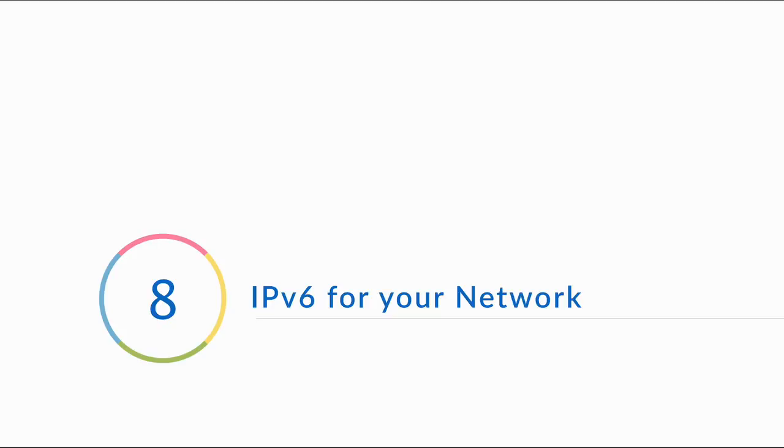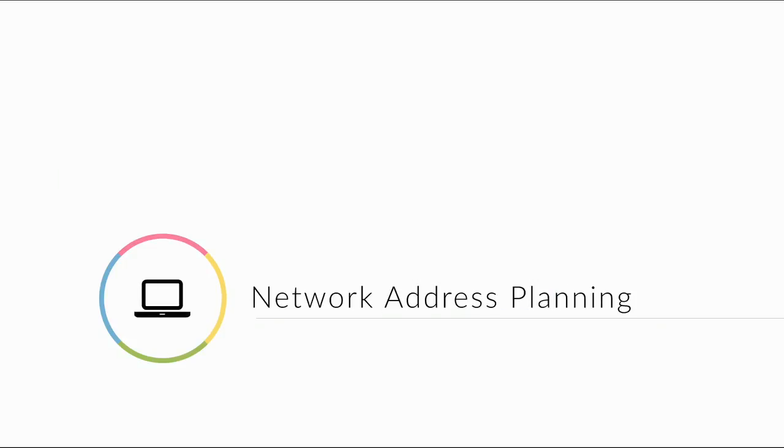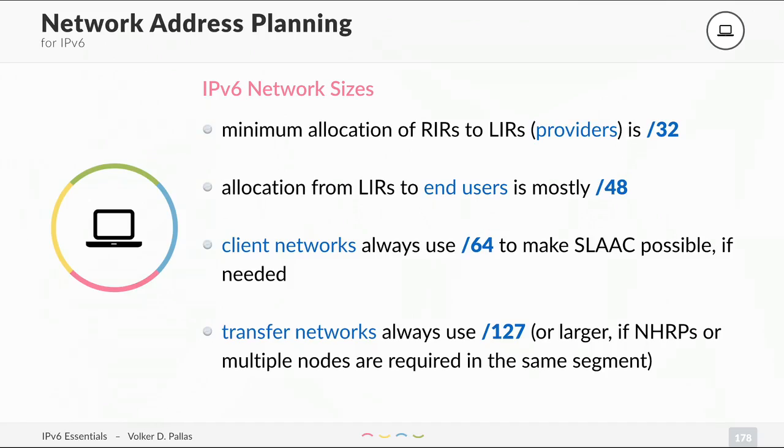So, now that you know the basics, let's talk about IPv6 for your network. IPv6 network address planning. That's where you should start. Let's talk about the different network sizes. The minimum allocation of RIRs to LIRs, that's providers, is a /32. And the allocation from LIRs to end users is mostly /48. It's still a lot of addresses.